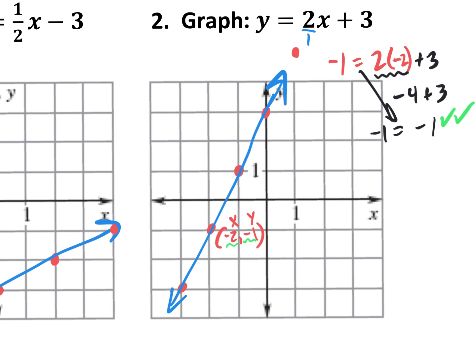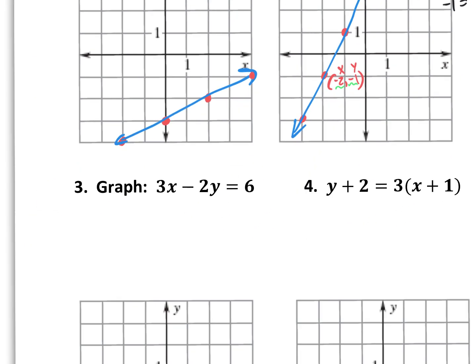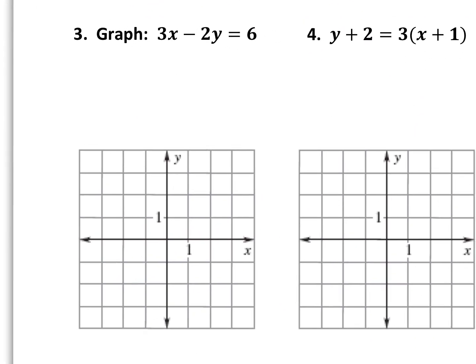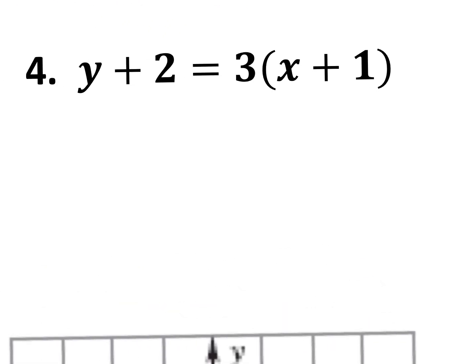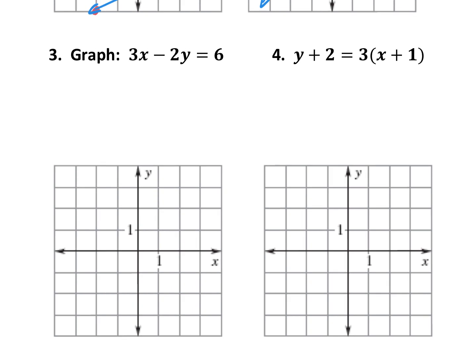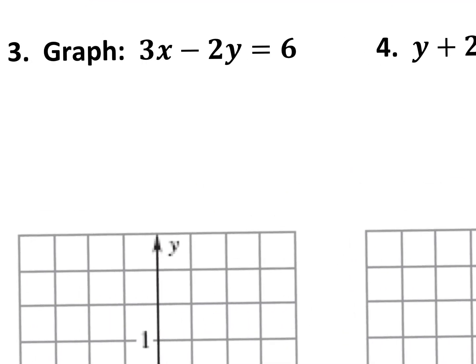That's a concept that we should know because it'll make more sense on today's section. Moving on to number 3. You see, number 3 is in standard form and number 4 is in point slope form. But we could change them all to slope intercept. That's what I recommend. Just get y by itself.